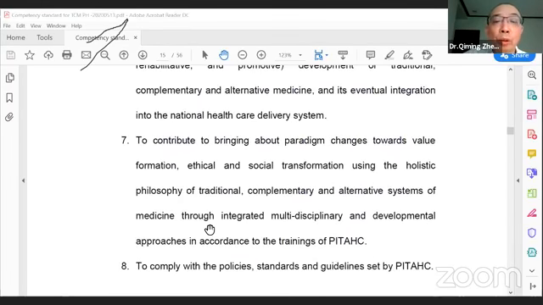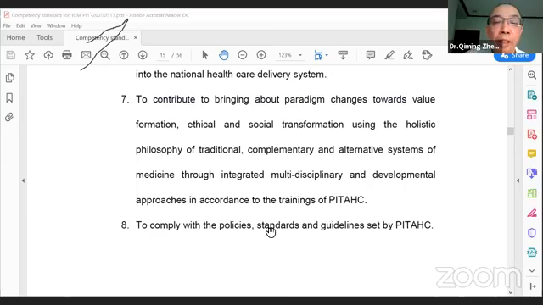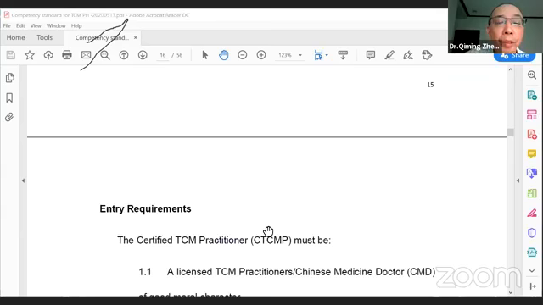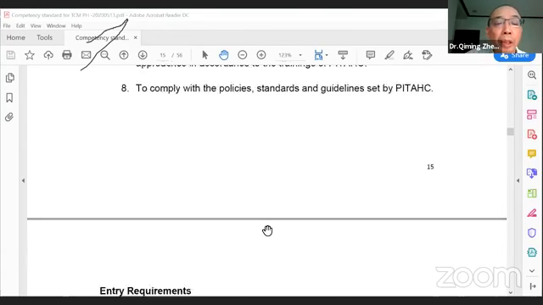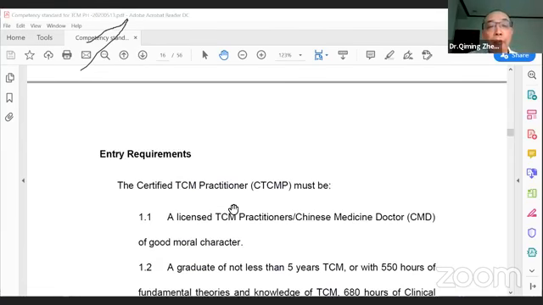To contribute to bringing about the paradigm change towards value formation, ethical and social transformation, using the holistic philosophy of the traditional, complementary, and alternative system of medicine through integrated multidisciplinary and developmental approaches in accordance with the training of PITAHC, to comply with the policies, standards, and guidelines set by PITAHC. So based on these objectives, we are going to set what our entry requirement is.